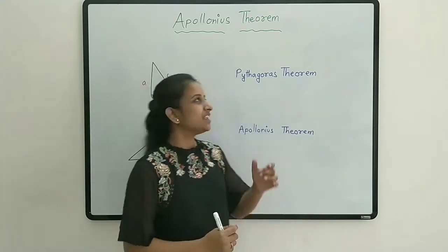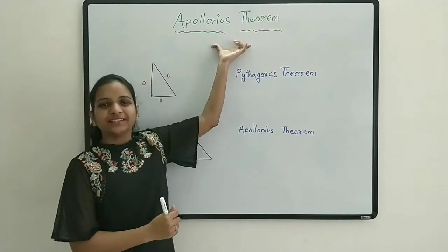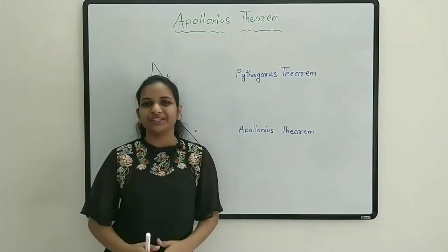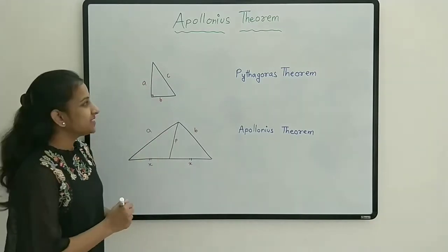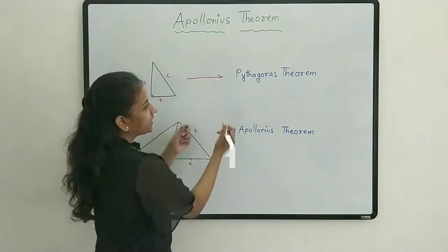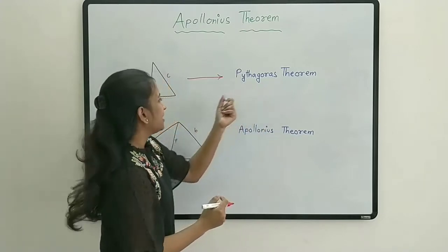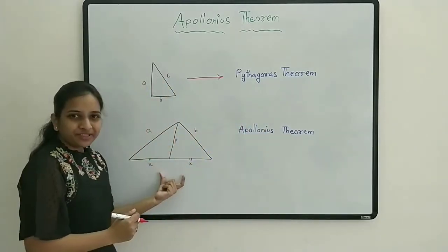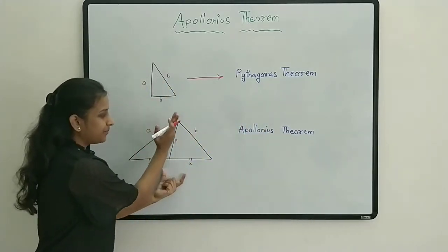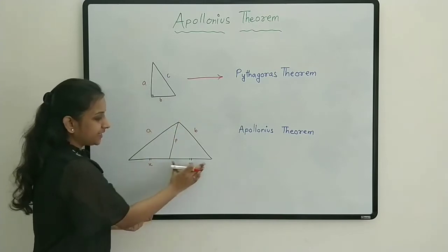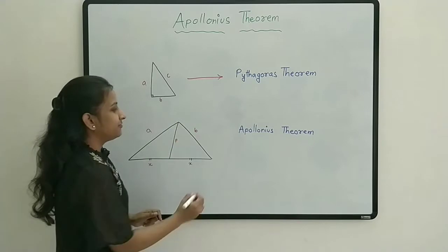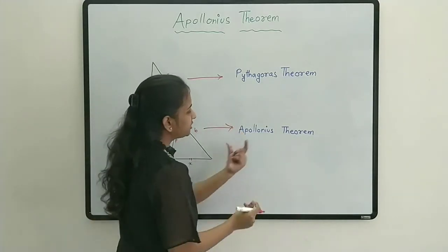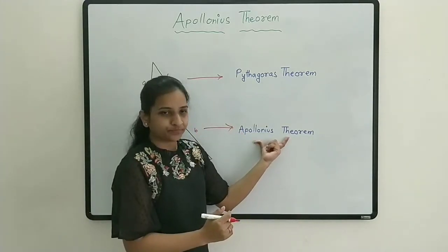In this video, we will learn Apollonius theorem. This is the application of Pythagoras theorem. Whenever we see a right angle triangle, the first thing that comes to our mind is Pythagoras theorem. Similarly, whenever we see a median, here P is the median, this side is equal to this side, the first thing that should come to our mind is Apollonius theorem.